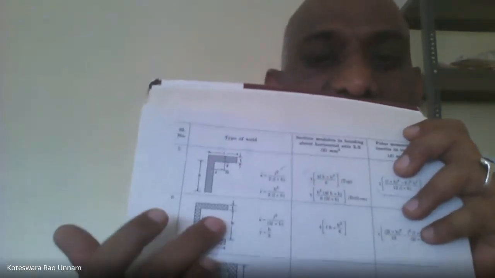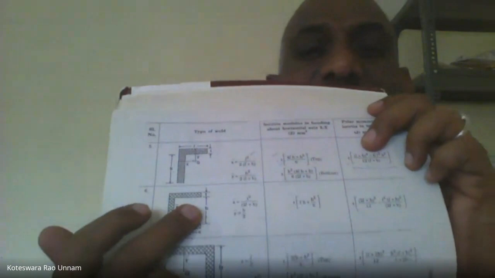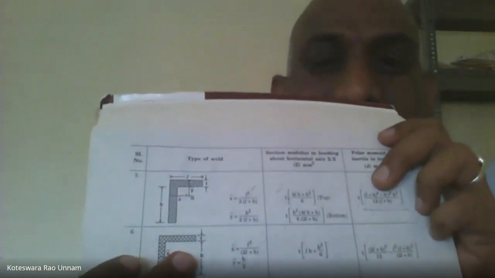But coming to the weld he has given in our problem, you can see this is the one, serial number 6. This is the weld he has given in this particular problem.